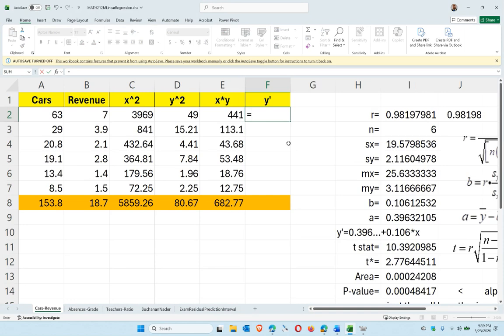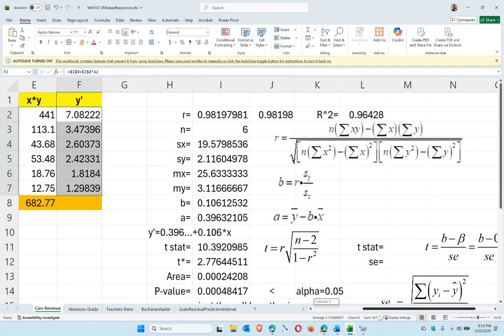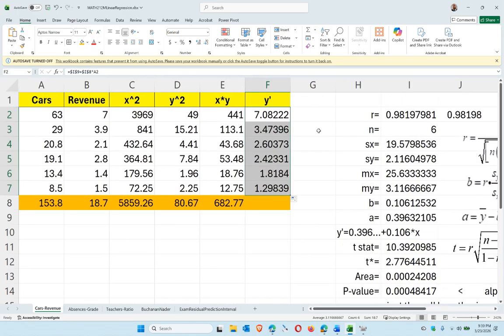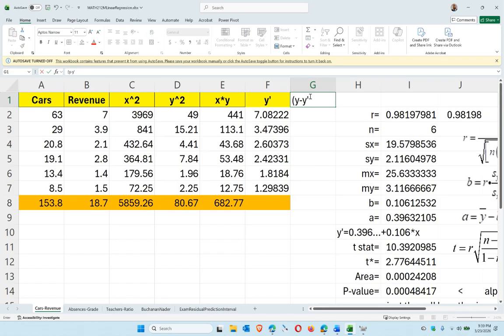Okay, so that is going to be a plus b times the x. Right, and these don't change. Dollar sign, dollar sign, dollar sign, dollar sign. All right, so there's my y hat. And the next thing we need is the residual squared, right? So y minus y hat squared.